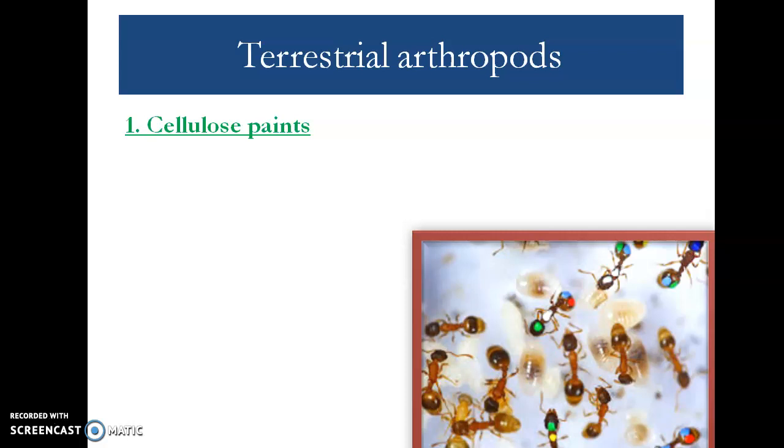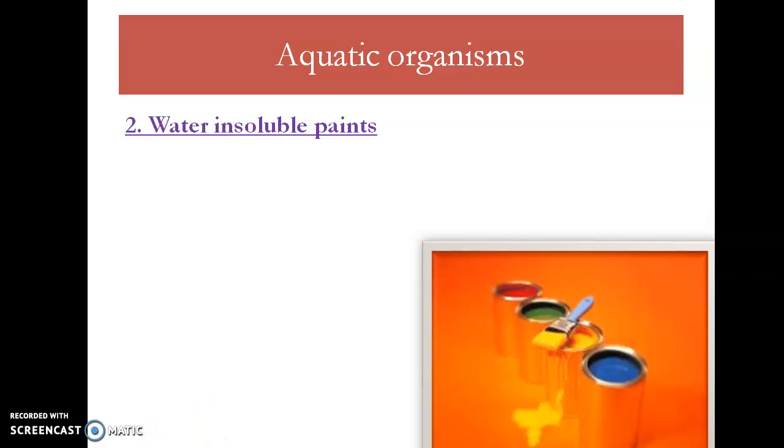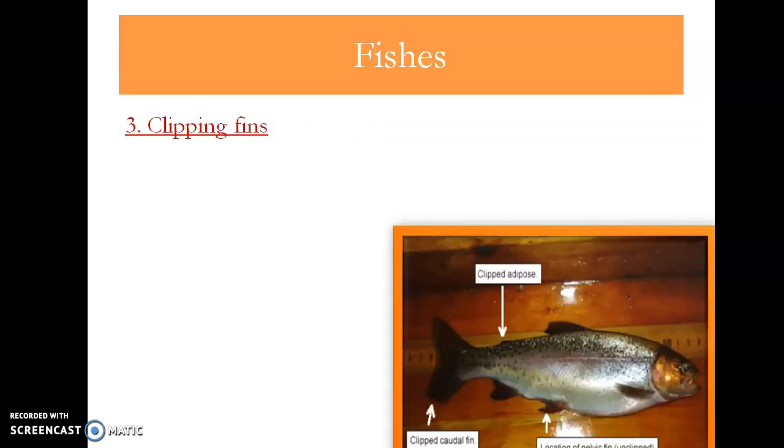For terrestrial arthropods, we generally use cellulose paints. Here you can see that this is a terrestrial arthropod. What is it? It is an ant. Ants are terrestrial arthropods, which come under the class Insecta, right? So these are marked by means of cellulose paints. Then for aquatic organisms, we use water insoluble paints. And for fishes, we clip their fins. I hope you know what is meant by fins: pectoral fins, pelvic fins, then caudal fins, etc.